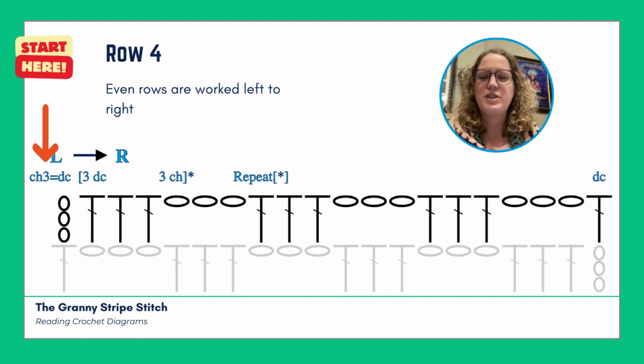So you'll start with a chain 3, that's going to count as a double crochet, and then you're going to start the pattern repeat. You'll start with 3 double crochets above the chain 3 space of the row below, and then you're going to follow that up with 3 chains. And those 3 chains mean you're going to skip the 3 double crochets below, and those 3 chains will be right above that row. And then you'll repeat that pattern all the way till you get to the other side. When you get to the other side, you're going to finish the row with a double crochet.